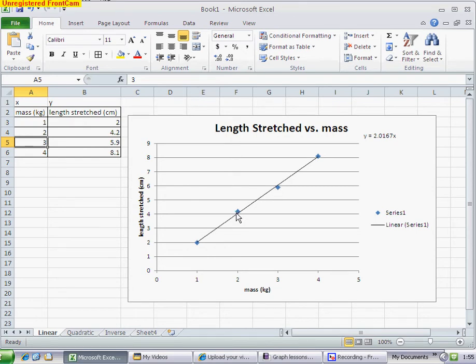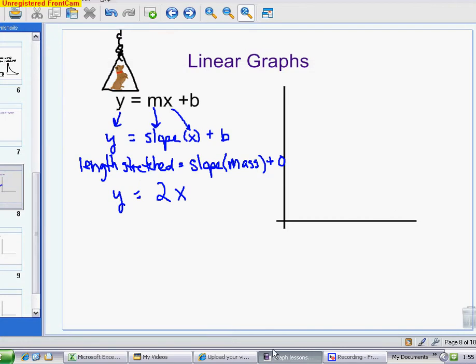And that's okay, because every time you measure things, you have some slight variation in your measurements. That's just what happens. We're just looking at the overall trend. So to summarize, a linear graph should look something like this. Now you might have a steeper slope or less steep slope, but it's going to be a straight line.